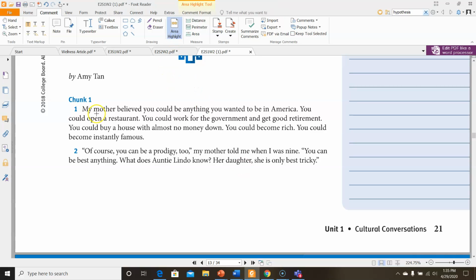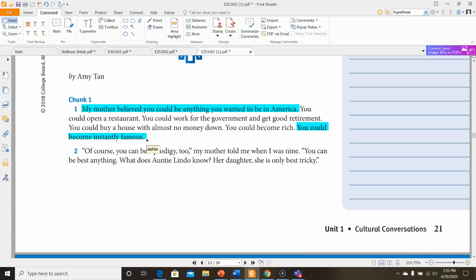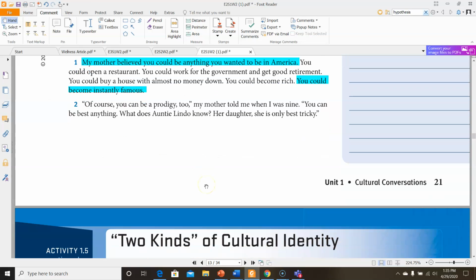So, I've read this story before. I'm going to just give you this tip: the fact that her mother believed that she could be anything she wanted in America kind of became a central conflict for the girl. I'm also going to highlight "you could become instantly famous." So her mother really believed in this dream that if you work hard enough, you can achieve whatever it is that you want to achieve.